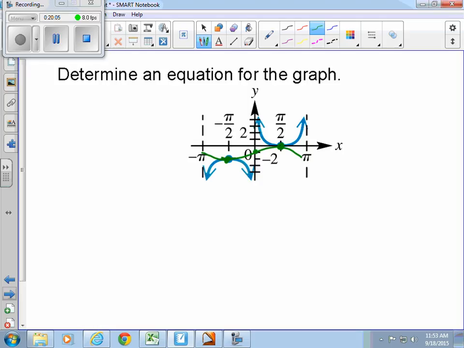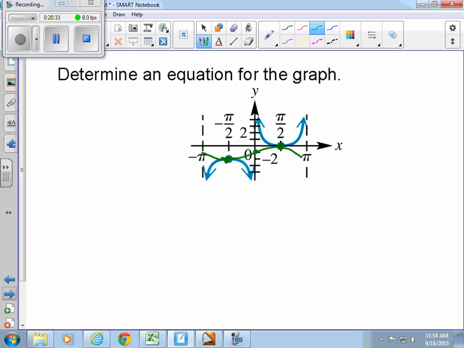Any questions so far? What type of function would I choose? Sine, which means I'm really choosing cosecant. So this is a cosecant function. Did it help to draw that little sketch before to decide that? So for the cosecant function, what is the period?